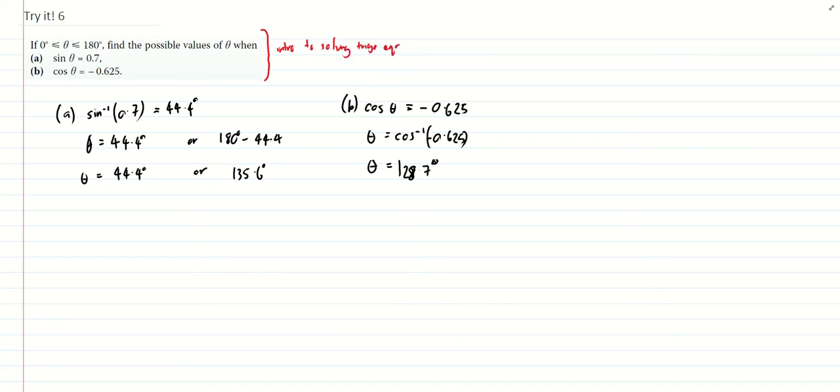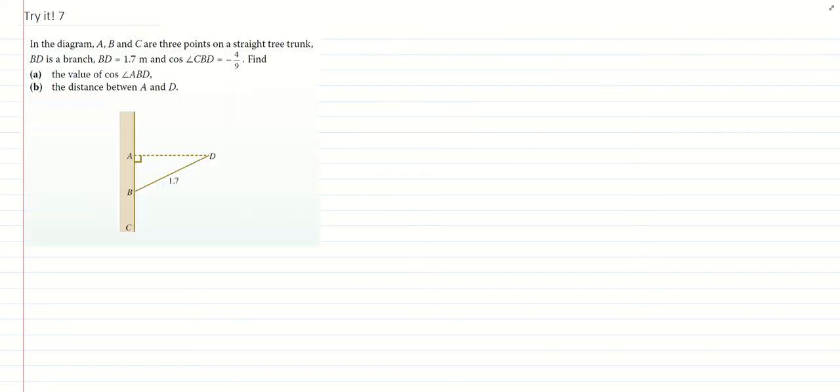Okay, now let's take a look at Try 7. Try 7 is a more typical question that will appear in your O Levels. So in the diagram, A, B, C are points on the straight tree trunk, BD is a branch, BD is 1.7 meters, and cosine CBD is negative 4 over 9. So CBD is somewhere here. Find the value of cosine ABD. So cosine ABD is this angle over here.